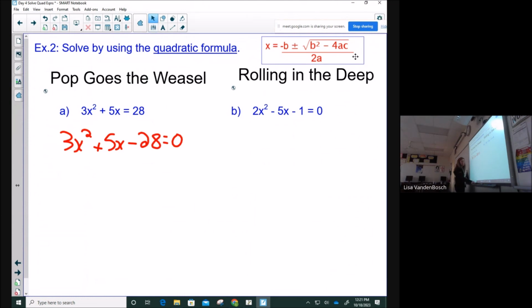What is my A value I'm subbing in? What's my B value? And what's C?